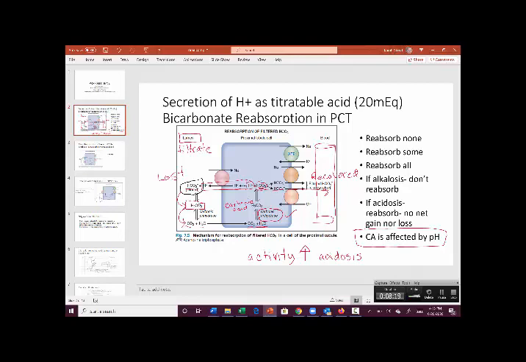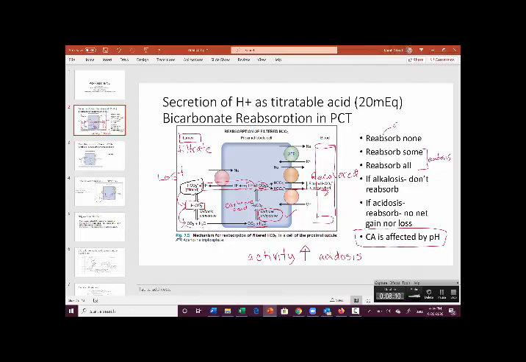So that's what the proximal convoluted tubule will do. It will recover bicarbonate when the patient is in acidosis. So these two options of recovering the bicarb will occur when a patient's in acidosis.